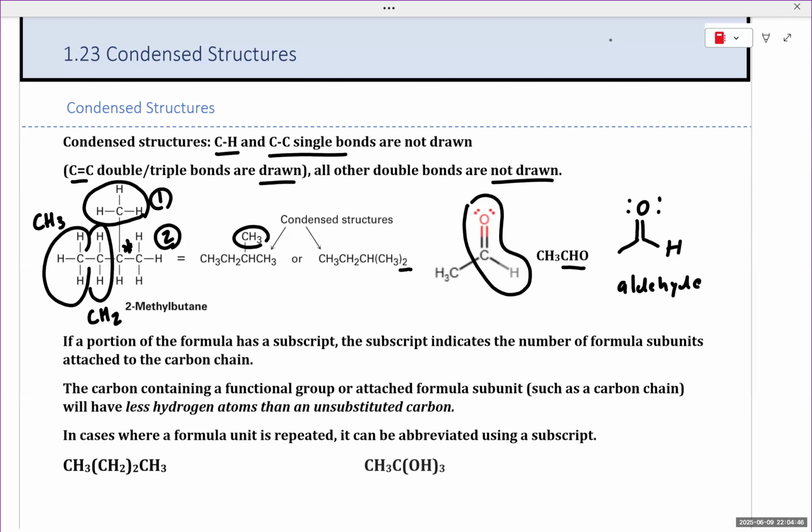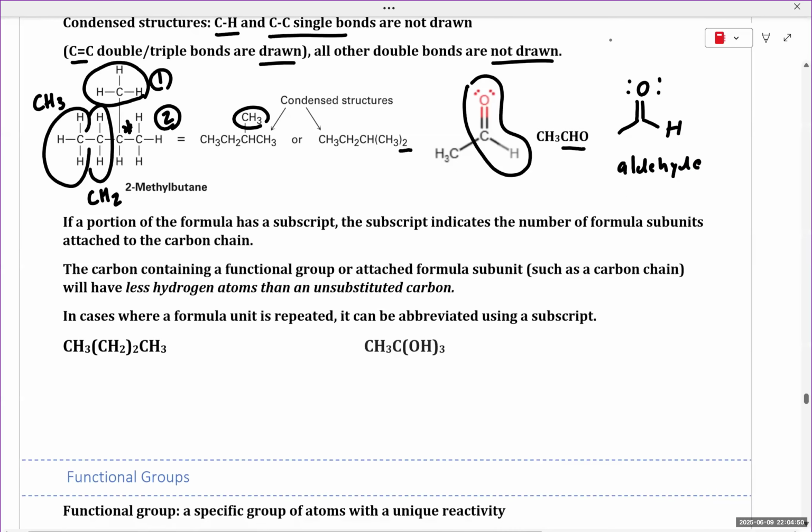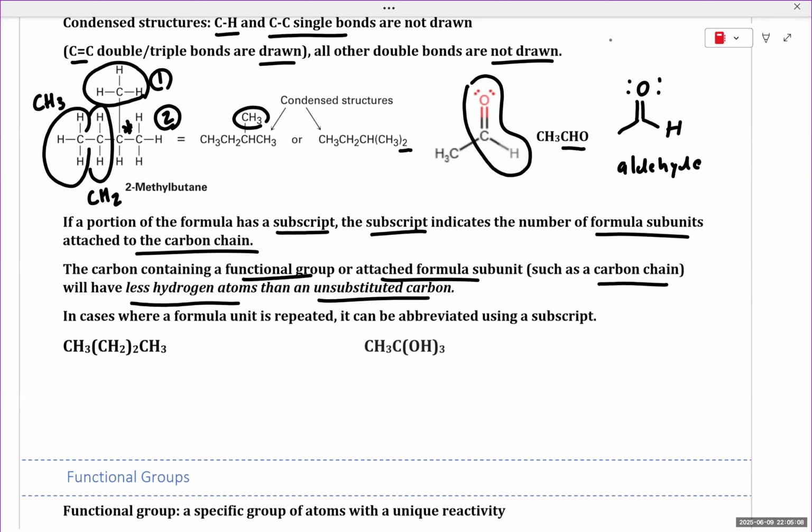Now, importantly, when you look at condensed formulas, if a portion of the formula has a subscript, the subscript indicates the number of formula subunits attached to the carbon chain. In general, the carbon containing a functional group or an attached formula subunit, such as a carbon chain, will have less hydrogen atoms than an unsubstituted carbon. Further, in cases where a formula unit is repeated, it will be abbreviated using a subscript.